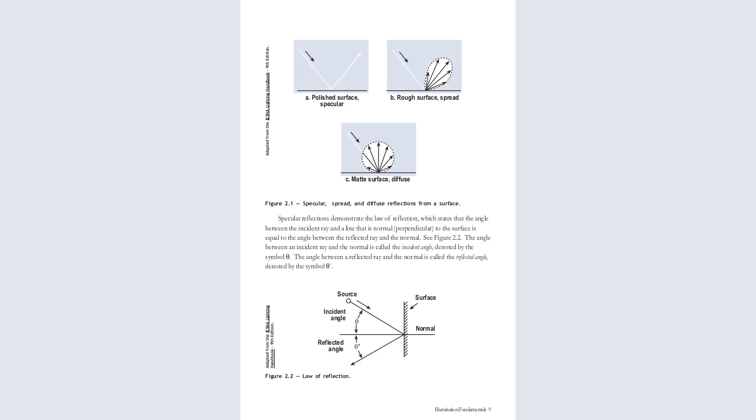Specular reflection demonstrates the law of reflection, which states that the angle between the incident ray and the line that is normal, that is perpendicular to the surface, is equal to the angle between the reflected ray and the normal. So that is the angle of reflection and the normal angle. The angle between the incident ray and the normal is called the incident angle.